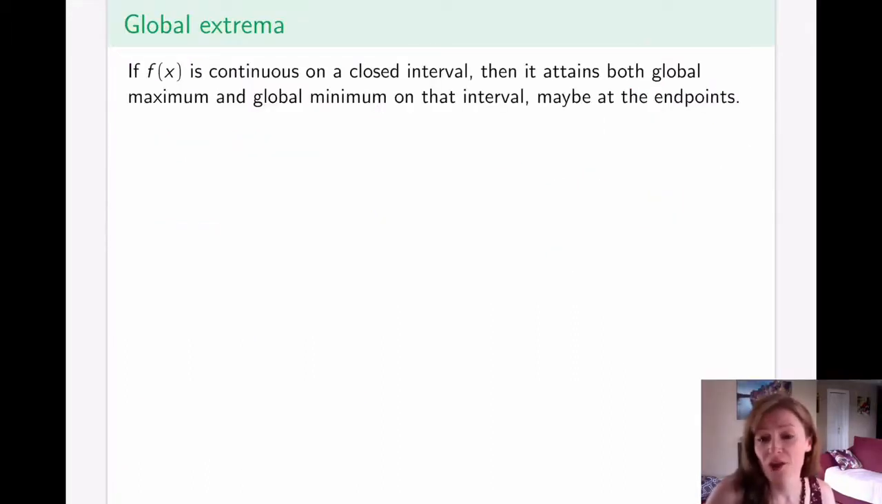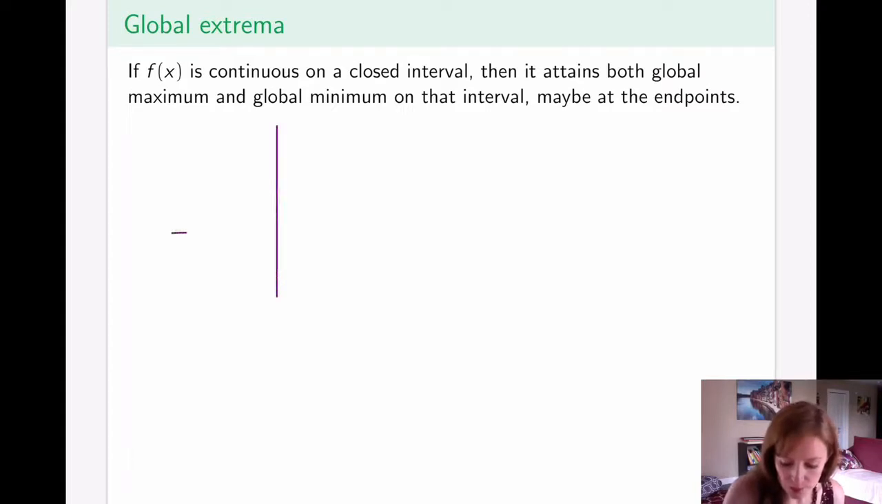Now, we've talked about how to find local maximum and minimum. What about global extrema? The extreme value theorem actually gives us a very easy way to do so. It says that if I start with a continuous function on a closed interval, so a specified interval, then I am guaranteed that my function will attain both a global maximum and a global minimum on that interval, potentially at the endpoints. So if we just sketch ourselves an example of a function, it doesn't matter what it looks like.